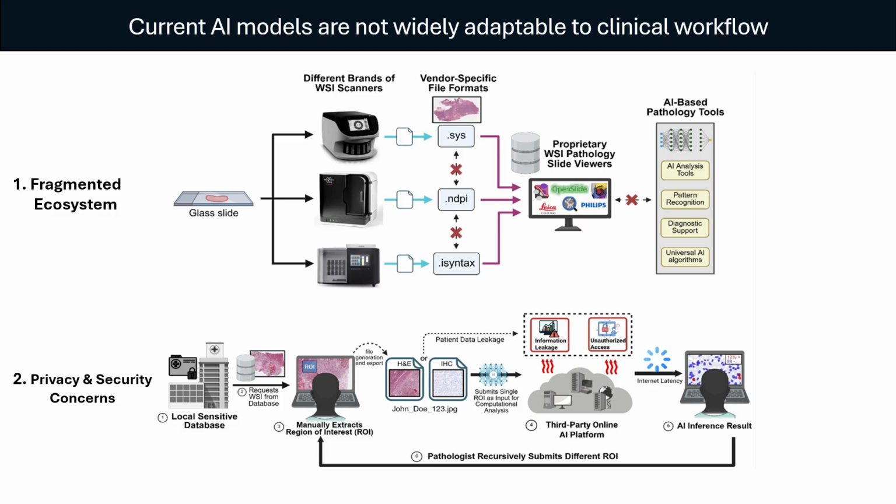So here is a visualization of the current digital pathology landscape. Unfortunately, the current AI landscape in pathology is highly fragmented. Different scanners produce varying file formats, and most AI models are compatible with only a limited range of these formats. This lack of standardization creates closed ecosystems that restrict interoperability across institutions, each of which may use different scanners, slide viewers, and ultimately digital workflows.